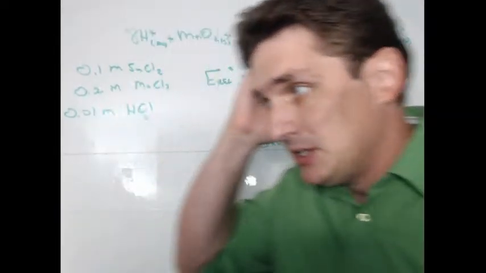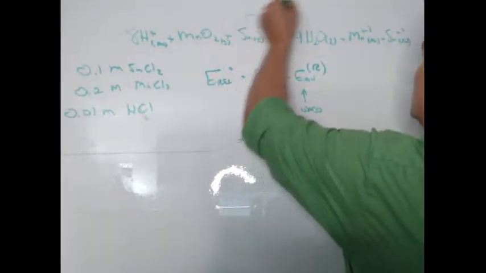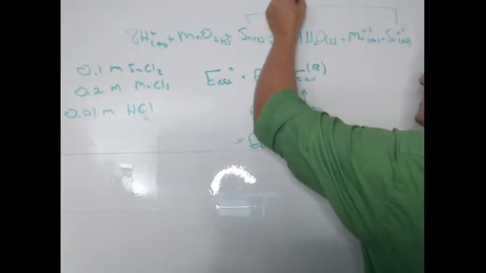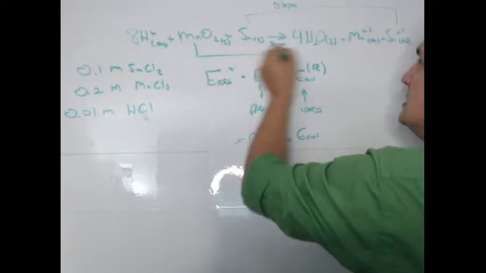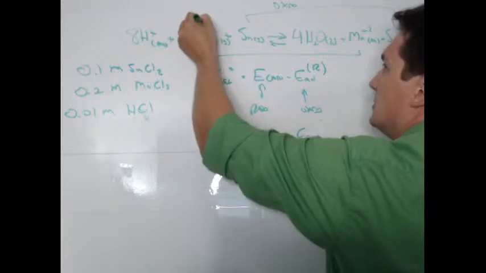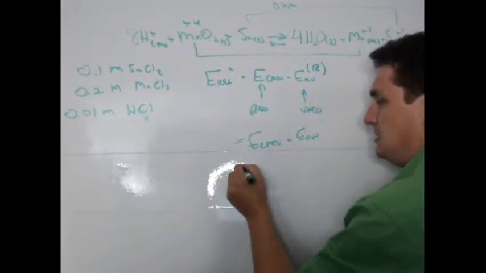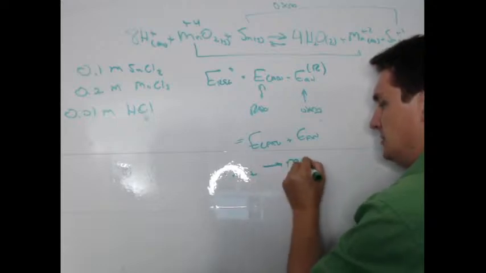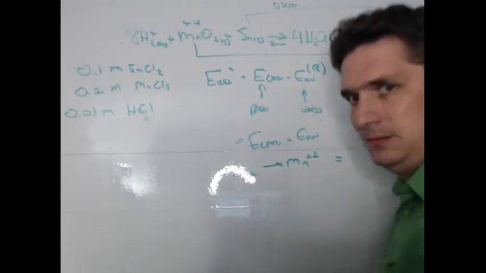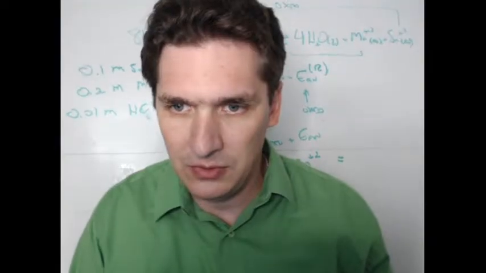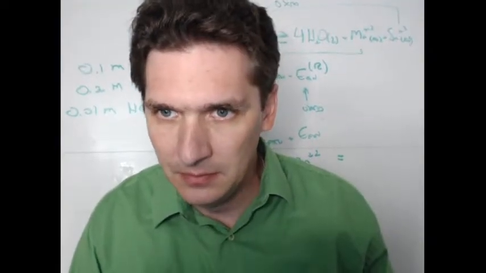So we've got two reactions here. We've got tin going from 0 to plus 2. That's our oxidation reaction. It's losing electrons. And here we've got manganese going from plus 4 to plus 2. So this is our reduction reaction. For MnO2 going to Mn2+, if you go to those tables, you get 1.224 volts.